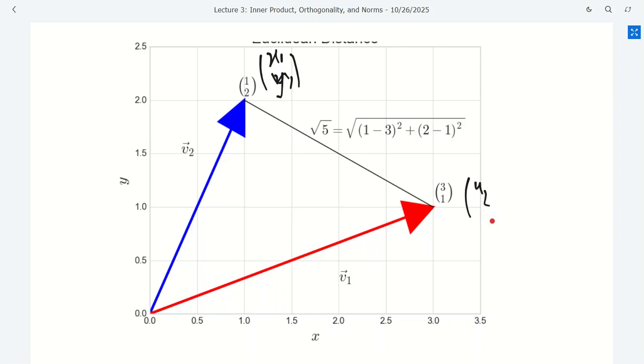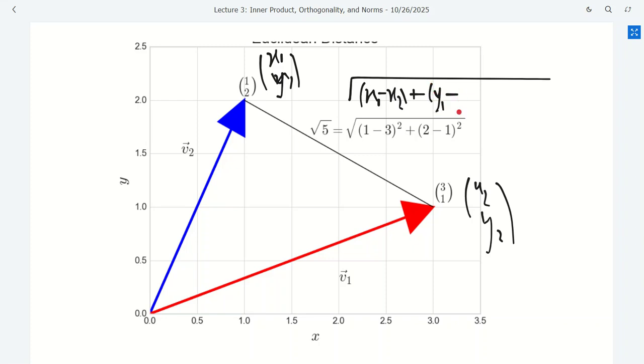x2, y2, right? So what we are going to do is we find the square root of x1 minus x2. That is what we do. Then we add it, which is y1 minus y2, right? So that is the same thing over here. So here you have 1 minus 3, as you can see. Then we square it. Then 2 minus 1, we square it. So that one will give us the distance between what?